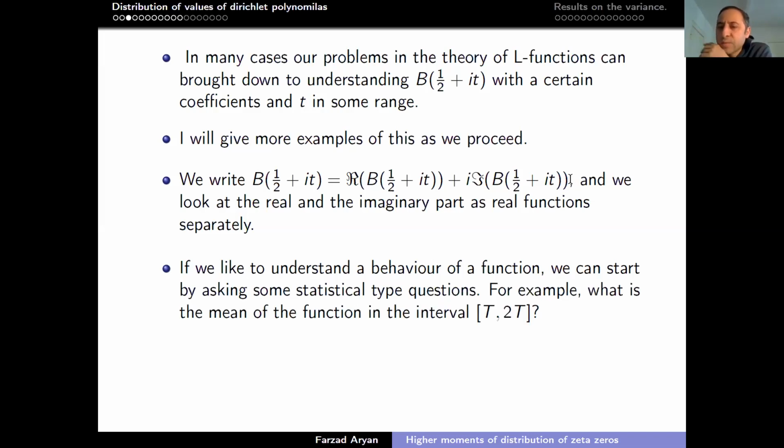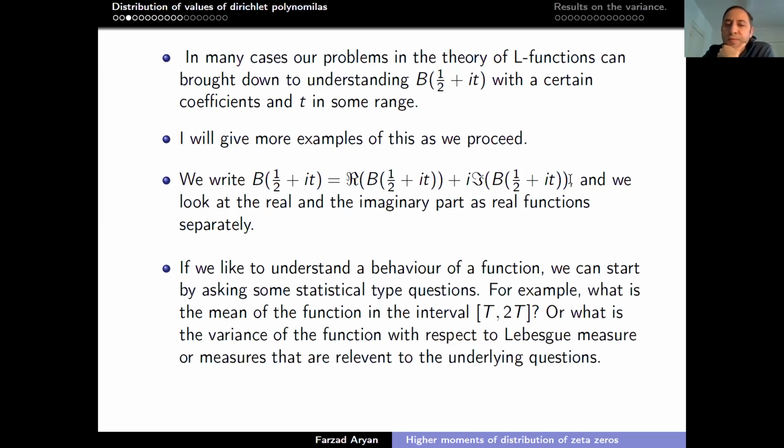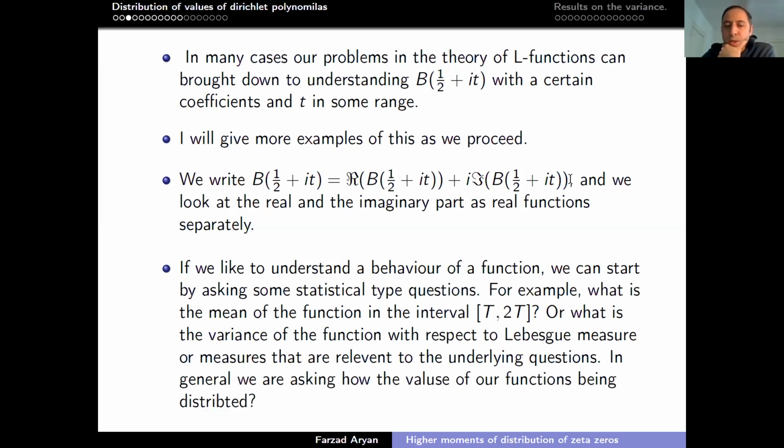Like we ask, what is the mean of this function in the interval between t and 2t, where t is a parameter? Or what is the variance of the function? We usually ask them all with respect to the Lebesgue measure. We can also build measures that are more relevant to the underlying questions. I'll explain all this more as we proceed. In general, though, we are asking what is the value distribution of our function, and in our case, the value distribution of a Dirichlet polynomial on the half line.